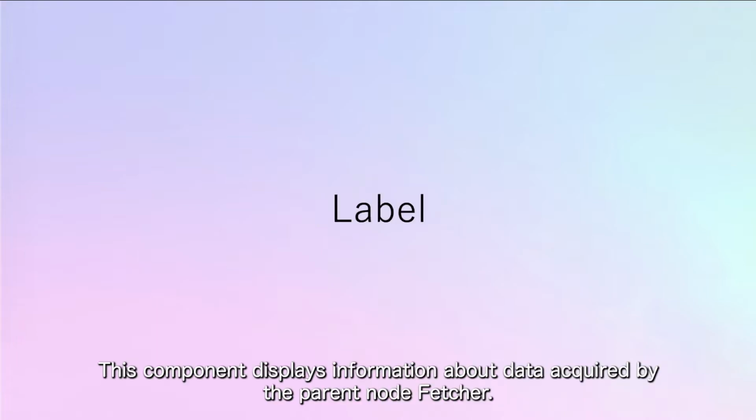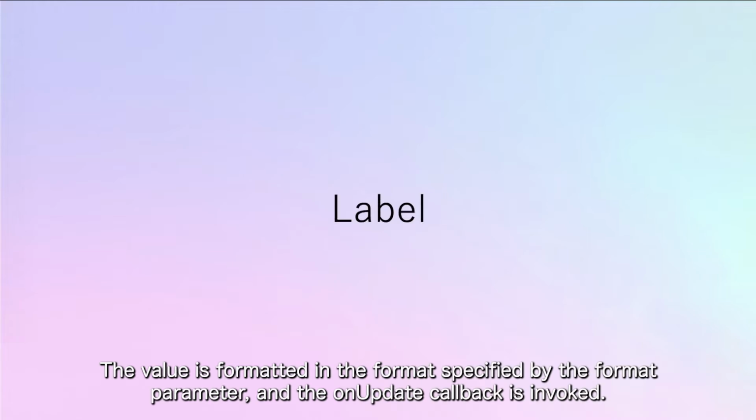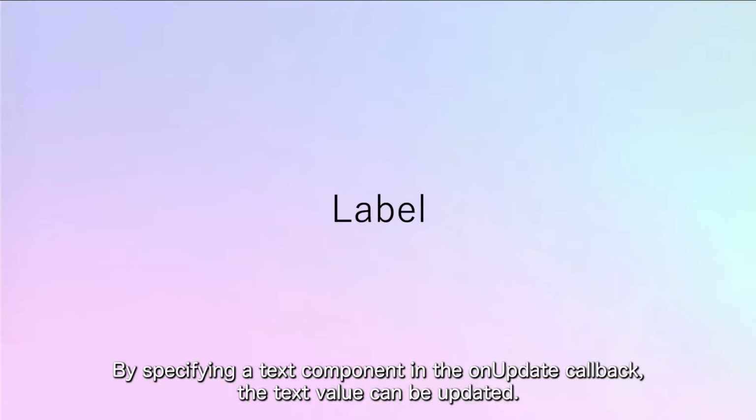This component displays information about data acquired by the parent node fetcher. The value is formatted in the format specified by the format parameter, and the onUpdate callback is invoked. By specifying a text component in the onUpdate callback, the text value can be updated.